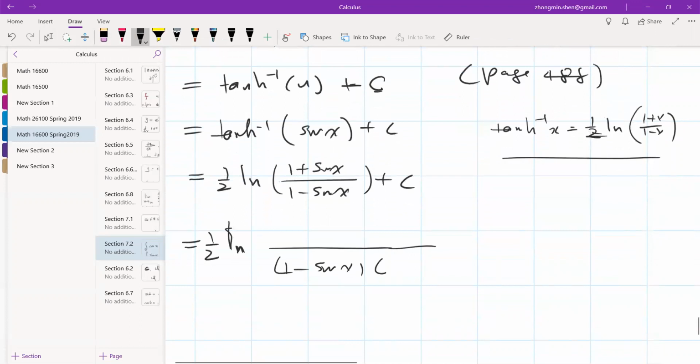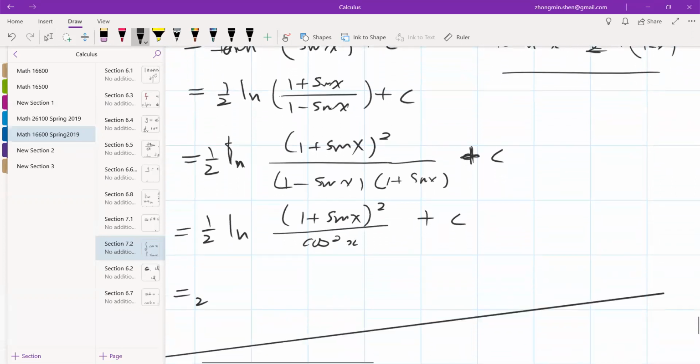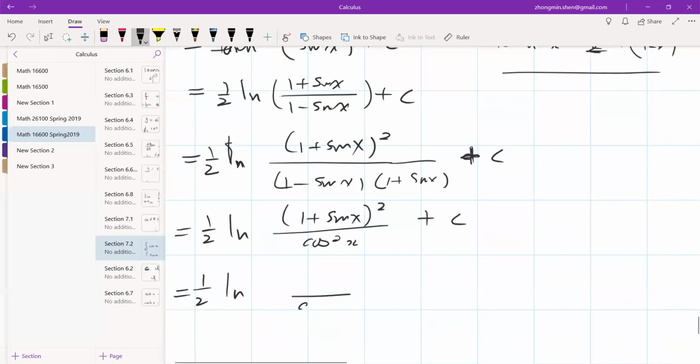I can multiply it by 1 plus sine x. Then here's 1 plus sine x squared. The plus constant does not essentially change the problem. And then this will be 1 minus sine squared, so it's cosine squared. Okay, looks great. So this will be cosine x over 1 plus sine x, and the square, right?